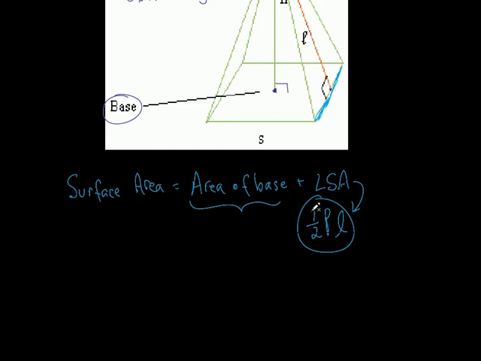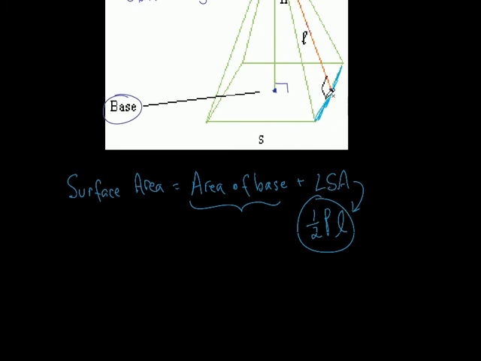This time it's 1/2 the perimeter of the base times not just any old height, but which one? The slant height, because this thing is slanted now. It's not just straight up and down. So that's how you find the lateral surface area. If there's 4 sides, right?